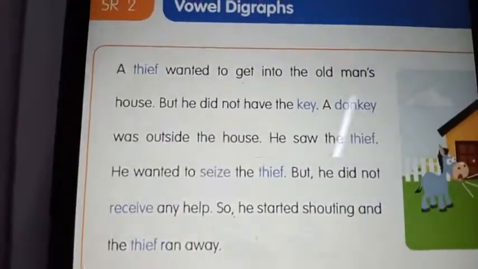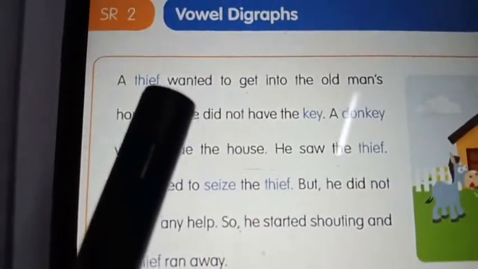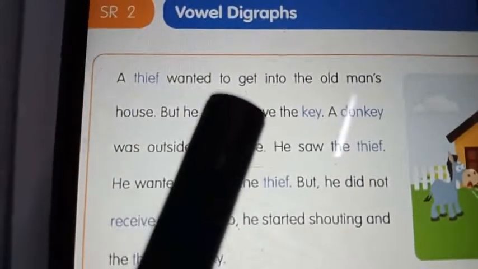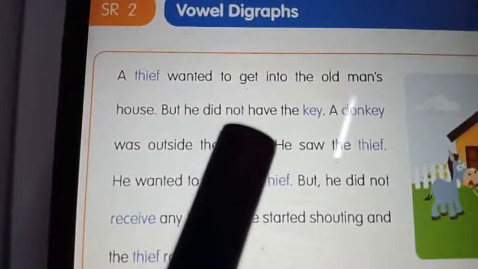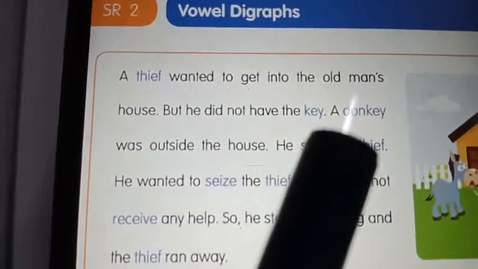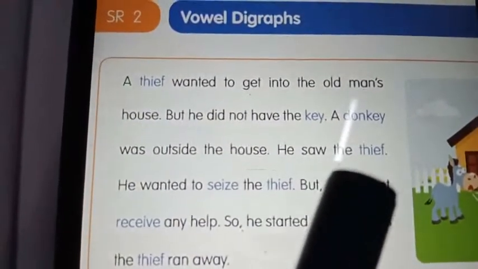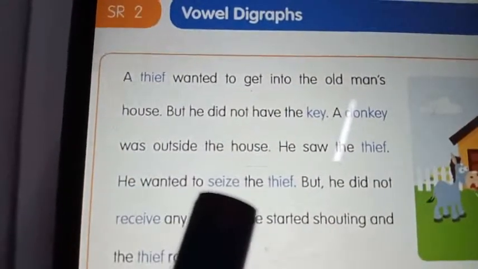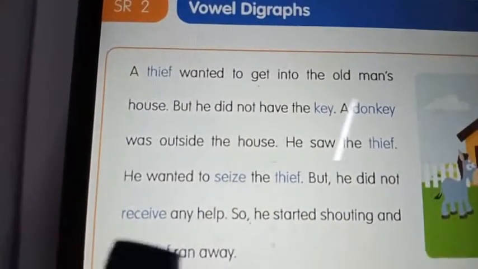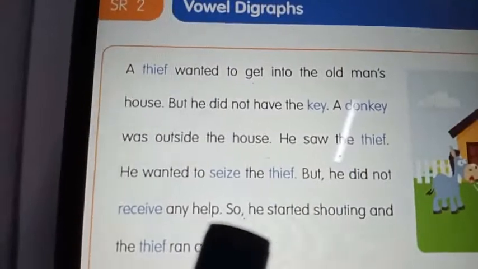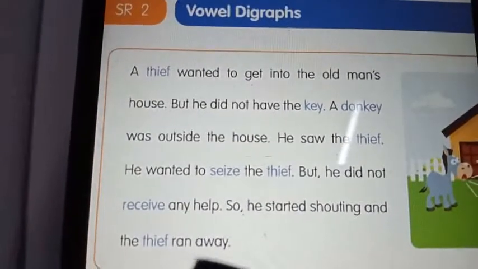I will read this story. You will listen carefully. A thief wanted to get into the old man's house, but he did not have the key. A donkey was outside the house. He saw the thief. He wanted to seize the thief, but he did not receive any help. So he started shouting and the thief ran away.